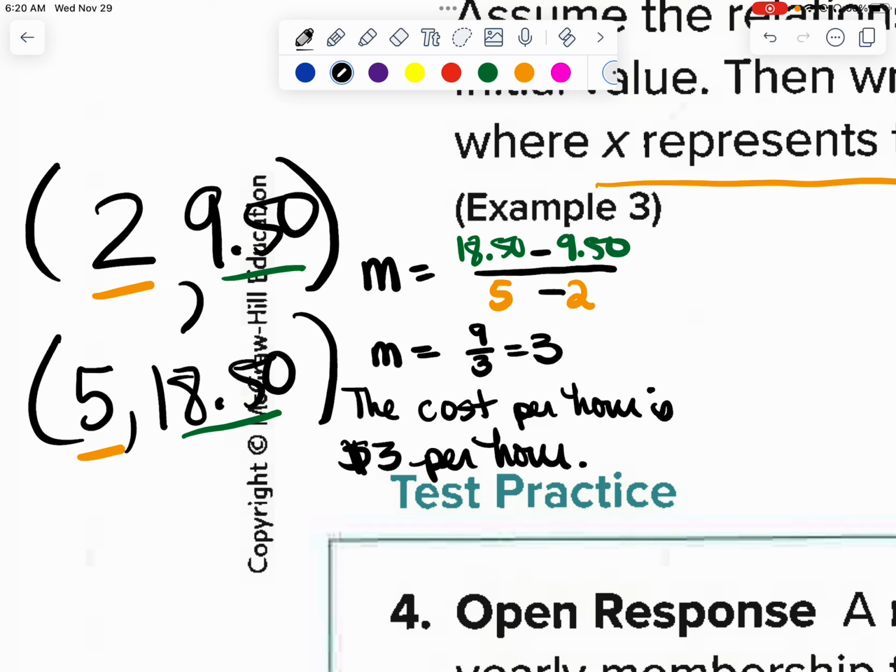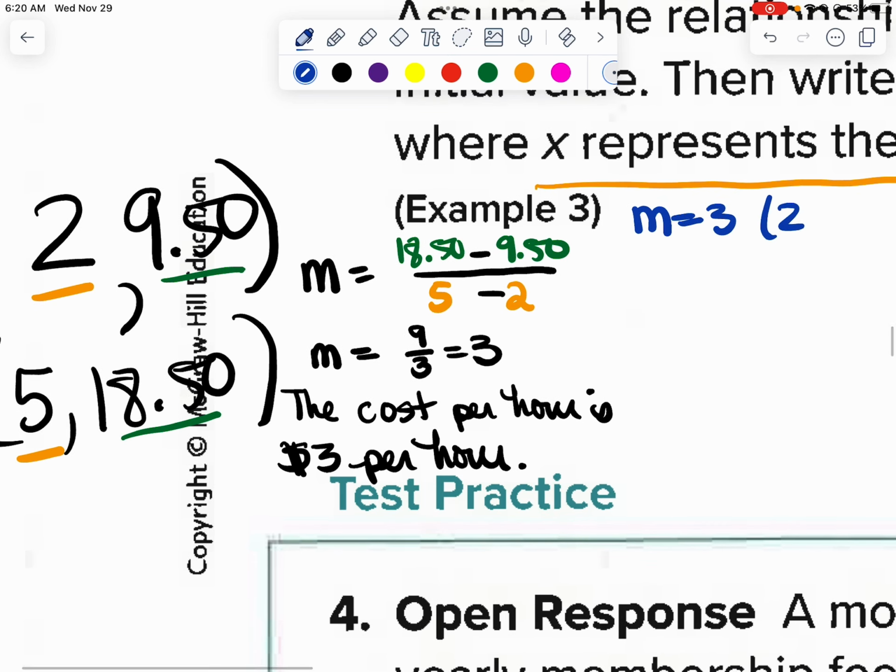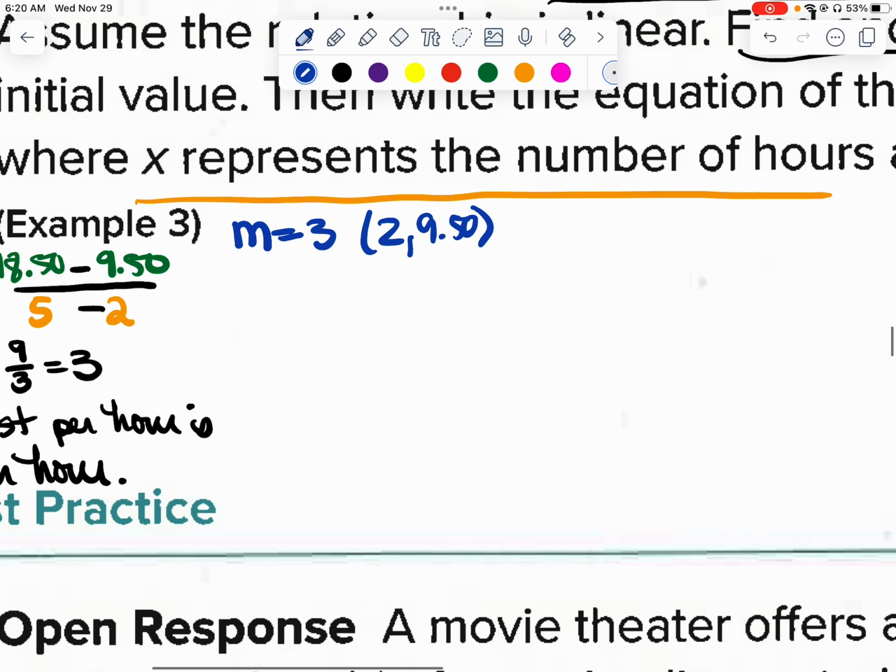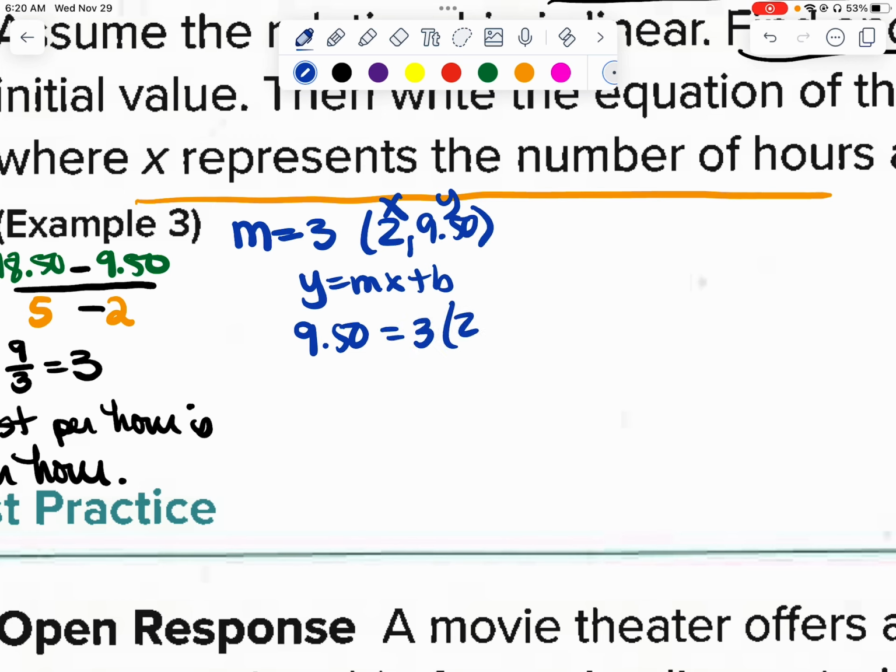Okay, so now in order to find the B, I have to take the slope, which is 3, and pick one of these 2 points. I'm just going to pick the 2, 950. I don't care which one. And I'm going to plug that into y equals mx plus b. Remember, this is the x, this is the y. So I replace the y with $9.50, the m with 3, the x with 2, plus b. I get 950 is equal to 6 plus b.